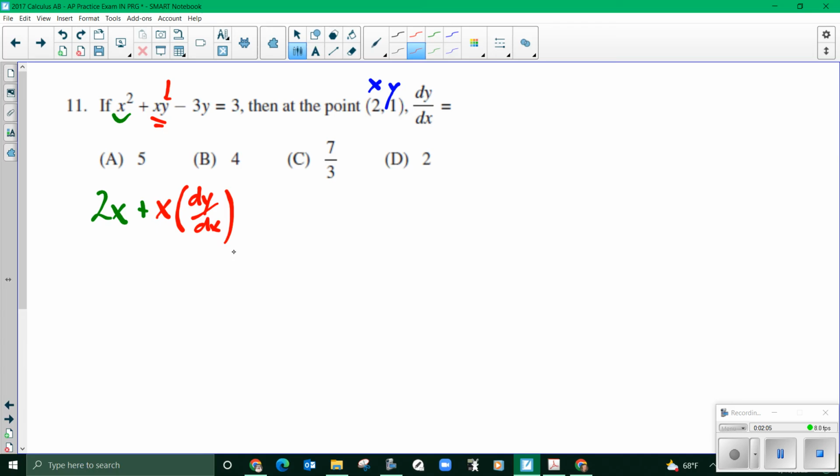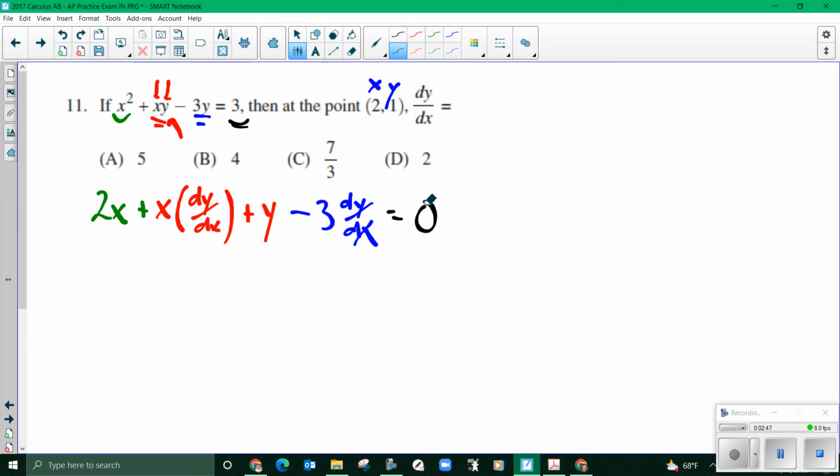So, we just took the first times the derivative of the second, plus the second, which is my y, times the derivative of the first. The derivative of x is 1. I don't have to write that 1. It's going to be 1y, so I'm going to leave it just like that. Minus the derivative of 3y, which is just 3, but anytime I take the derivative of y, I need to write dy/dx next to it. Equals. I have to take the derivative of this side as well. 3 is a constant. Derivative of a constant, 0.